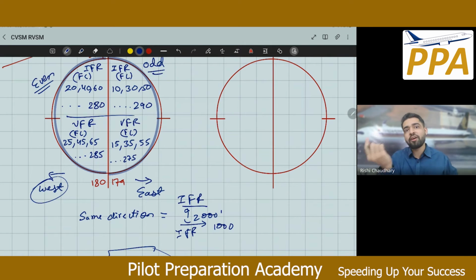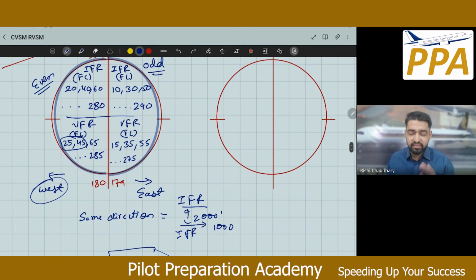And if two IFR planes are going in the same direction, the minimum separation between them is 2000 feet, right? Even if you're going in this direction, the separation will be the same, that is 2000 feet only. You can imagine 20 and 40 have a separation of 2000, and 25 and 45 also have a separation of 2000. So if two planes are going in the same direction, the separation will be 2000 feet.